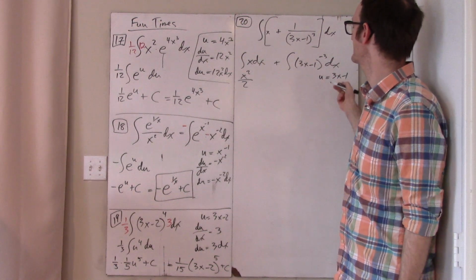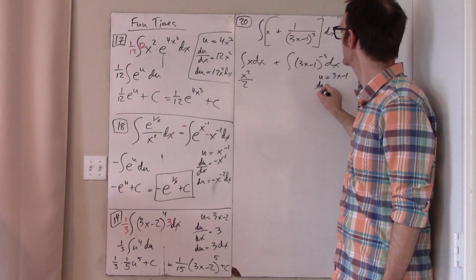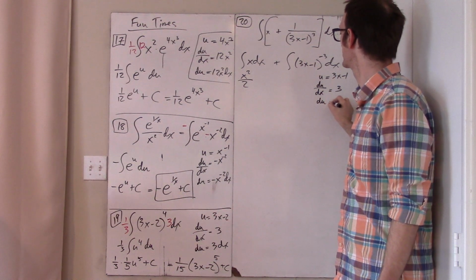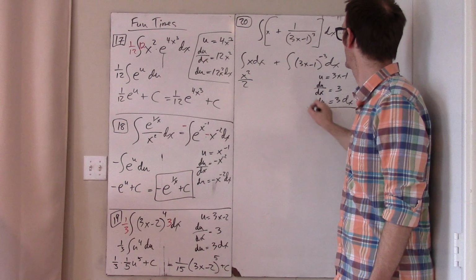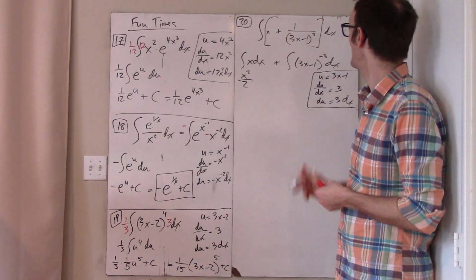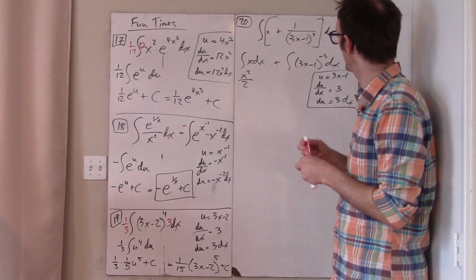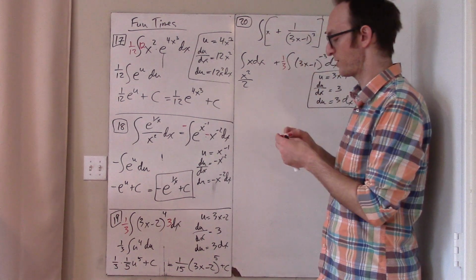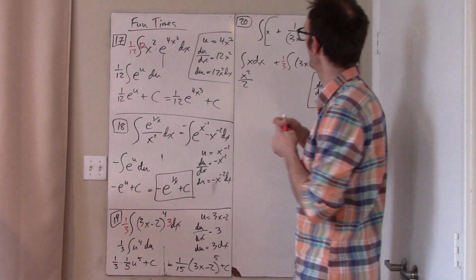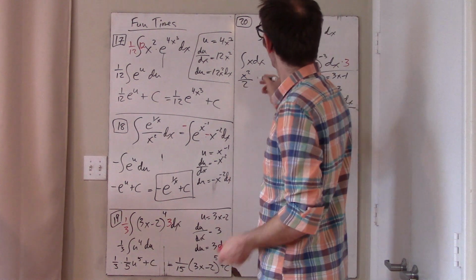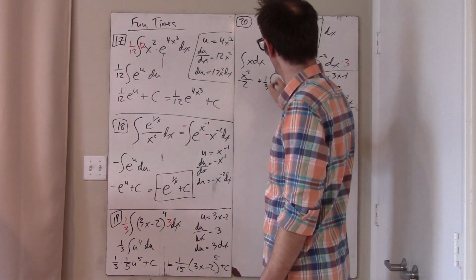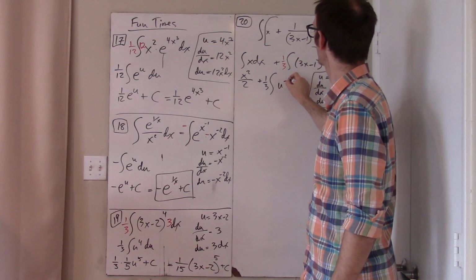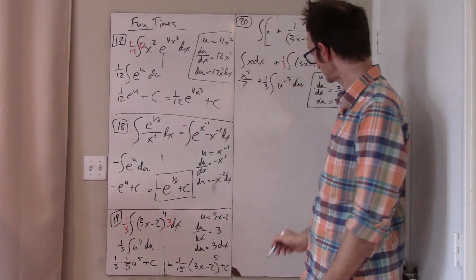So let u be 3x minus 1. Thus du/dx is 3, and du is 3 dx. Okay. I need there to be a 3 in there, so I stick in the 3, undo the damage with a 1/3, and thus this whole thing becomes 1/3 u to the negative 3 du.